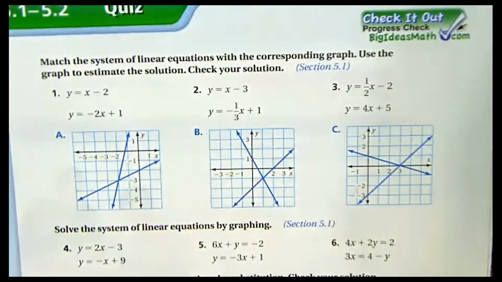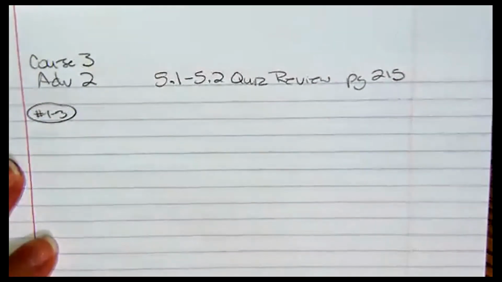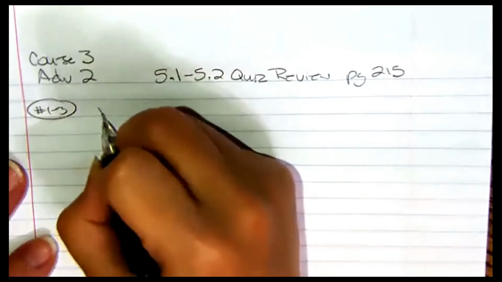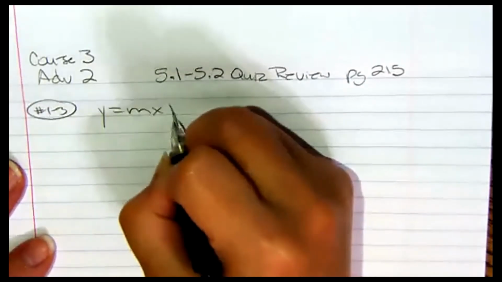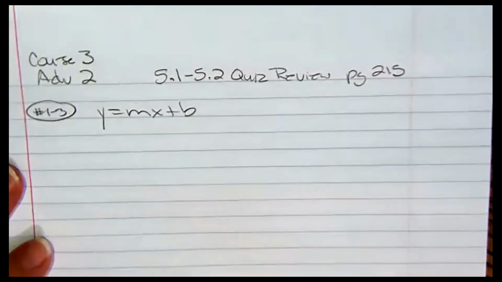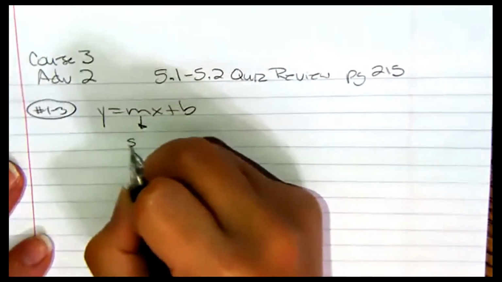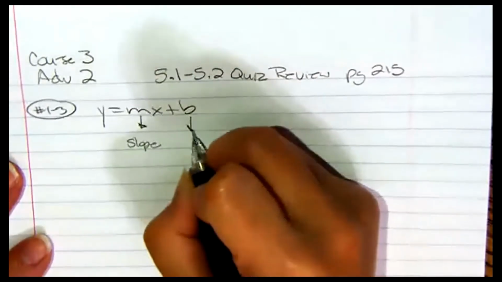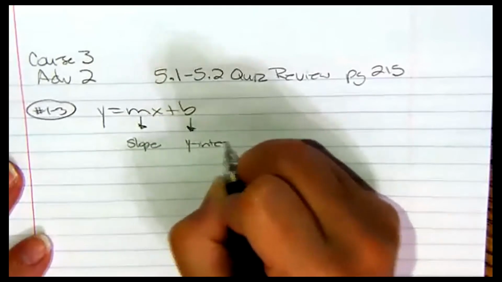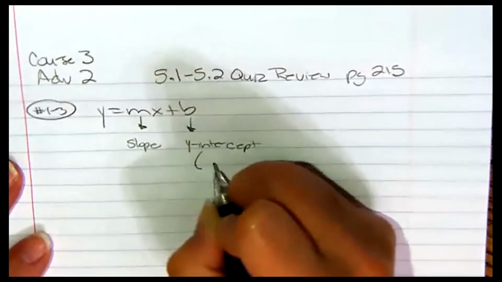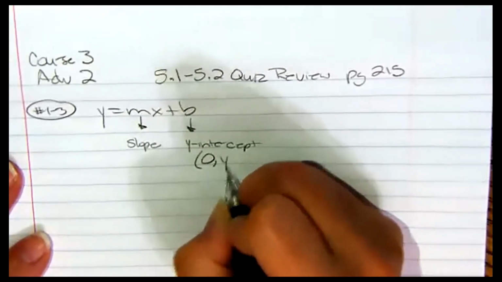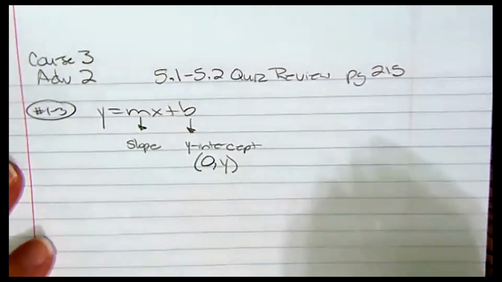So what are the things that we need to know to solve questions 1 through 3? Some of the things that I think we need to remember: y equals mx plus b. M is our slope, b is our y-intercept. And the y-intercept is, when x is set to 0, what is the y?